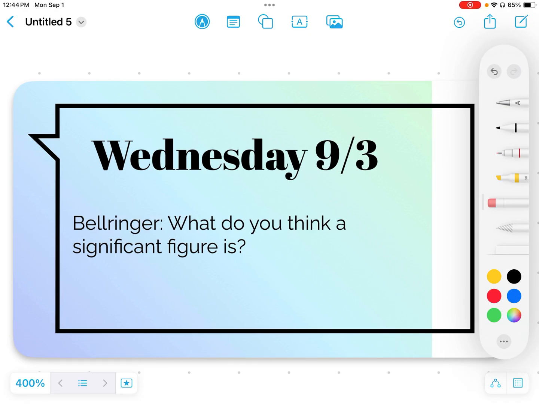All right, hi everybody. Today we are going to focus on sig figs and what are significant figures, and we're going to get a little bit into the math behind it. So we're going to get into adding and subtracting sig figs. This is something that we're going to use for the rest of the school year.